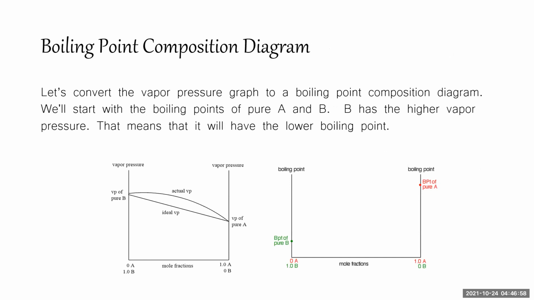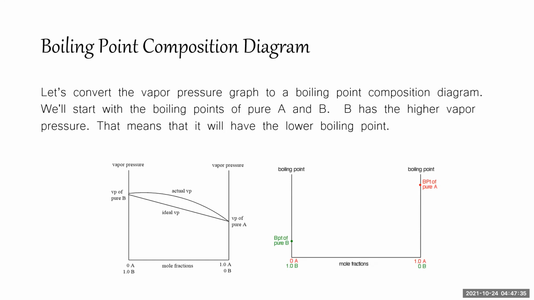So let's convert the vapor pressure graph to a boiling point composition diagram. We'll start with the boiling points of pure A and B. B has the higher vapor pressure. Remember that we said this is cyclohexane, this is toluene. And so cyclohexane having the higher vapor pressure means that it will have the lower boiling point. So this is now the boiling point of pure cyclohexane and the boiling point of pure toluene. Remember that this is 81 degrees Celsius and this is 111 degrees Celsius.